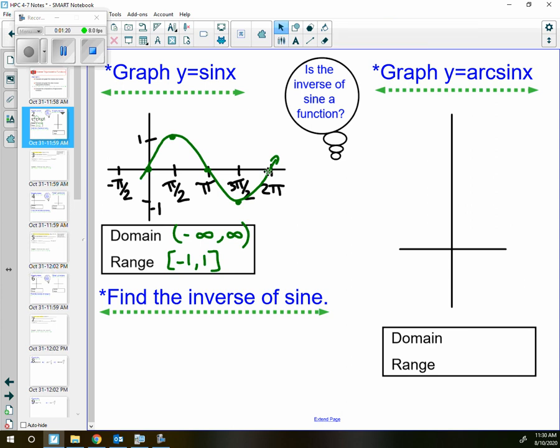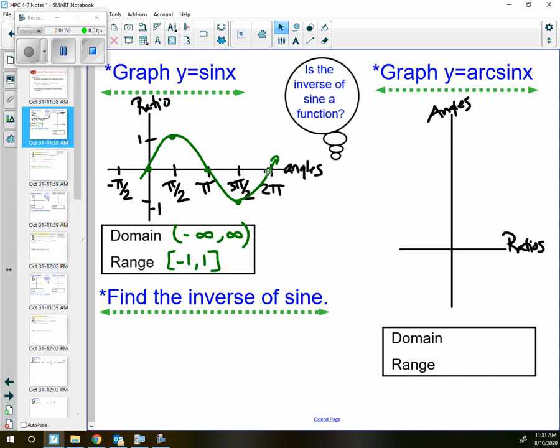Okay, now think about what it means to be an inverse, where you switch the x and the y, the domain and the range. Now remember what's happening here. These were angles on the x-axis, right? And they were ratios on the y-axis. If we switch the domain and the range, we're definitely going to have ratios on the x-axis then and angles on the y-axis. So we're switching the domain and the range. That's what it means for having an inverse.